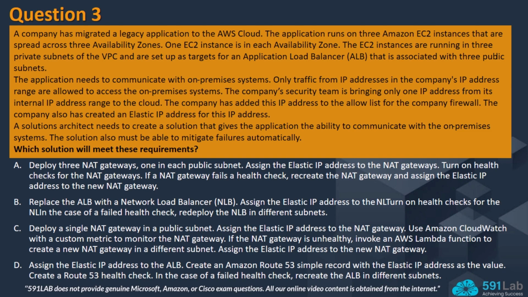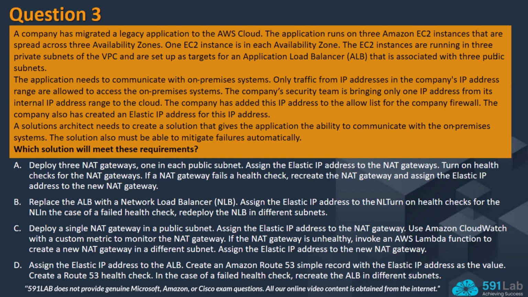Option A. Deploy 3 NAT gateways, one in each public subnet. Assign the elastic IP address to the NAT gateways. Turn on health checks for the NAT gateways. If a NAT gateway fails a health check, recreate the NAT gateway and assign the elastic IP address to the new NAT gateway. While using NAT gateway is a good approach, turning on health checks for the NAT gateway in this context is not the optimal approach, so this is not the correct answer.